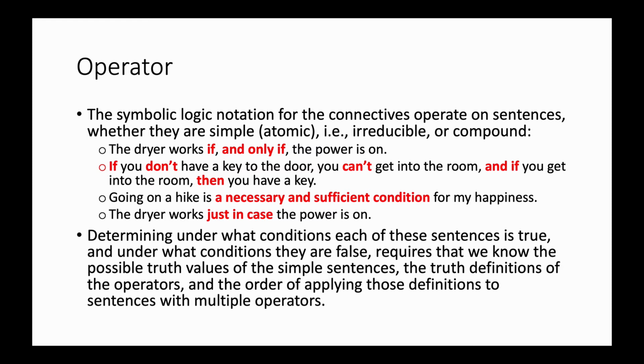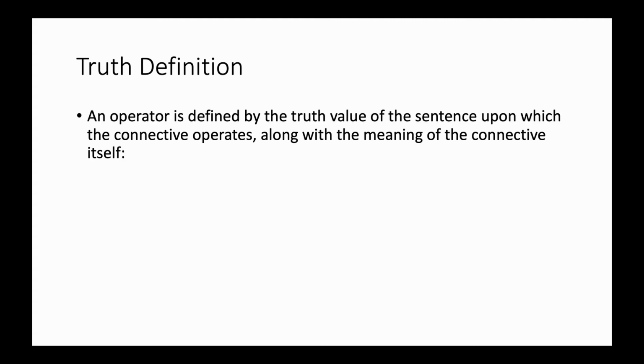Determining under what conditions each of these sentences is true and under what conditions each is false requires that we know the possible truth values of the simple sentences, along with the truth definitions of the operators and the order of applying those definitions to sentences with multiple operators. Again, our focus is on the biconditional. So let's talk about its truth definition.